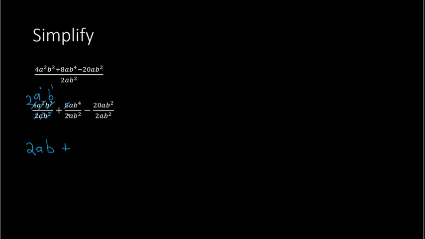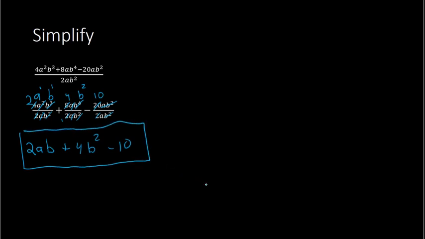Second fraction, 8 divided by 2 would give me 4 over 1. So we have 4, and then a divided by a would cancel out. B to the fourth divided by b squared, I can subtract the exponents, 4 minus 2, to get b squared, and that goes in the top because the 4 was bigger and was in the top. So what I have there is 4 times b squared. Then minus this third term, we have 20 divided by 2, gives me 10. ab squared divided by ab squared would cancel out completely. That leaves me with just a 10. So my final answer when I divide is going to be 2ab plus 4b squared minus 10.